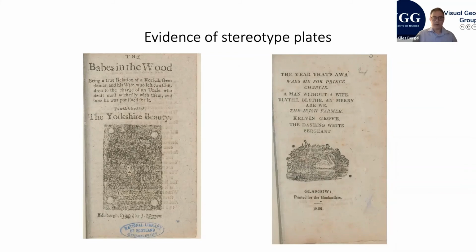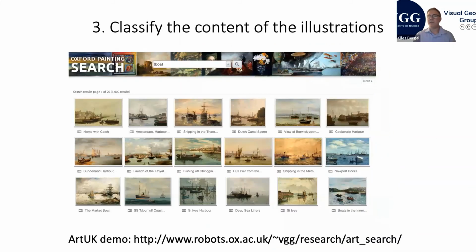Okay, moving on to my step 3, classifying the content of the illustrations. Now, this isn't hunt the block. This is describe the content, describe the subject. Here's an example of a demo we host at VGG's website, a collaboration we did with the organisation Art UK, in which we detect the content of these paintings. You can maybe see the text "boat" in the search box, from which a classifier has retrieved images tagged with boat, and fairly successfully retrieved boat-shaped objects from a corpus of British art.